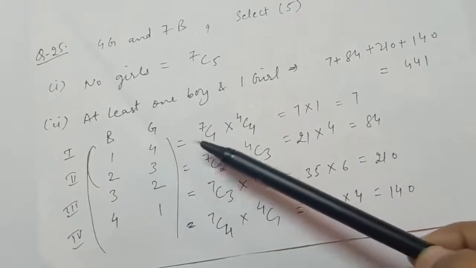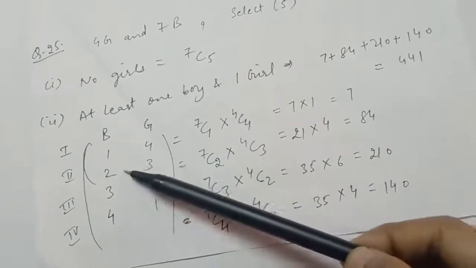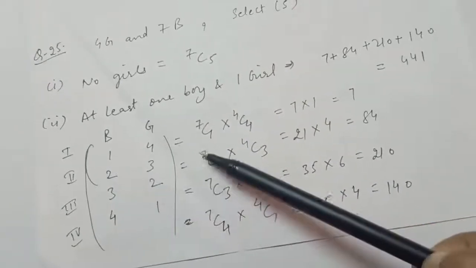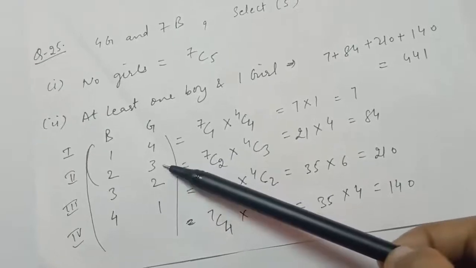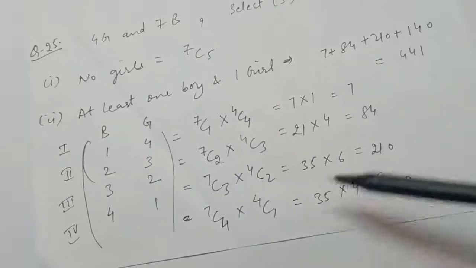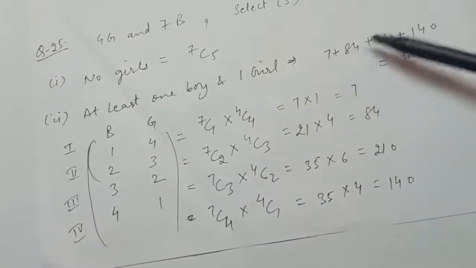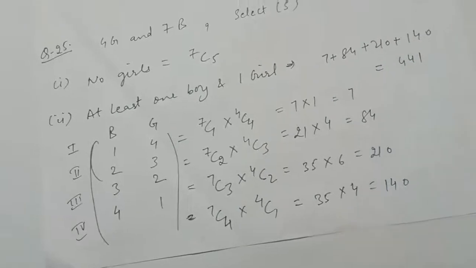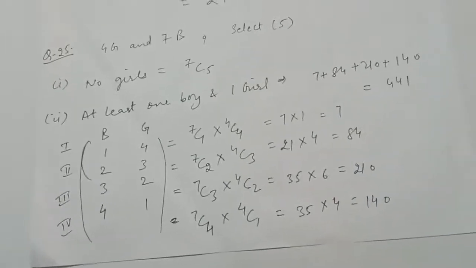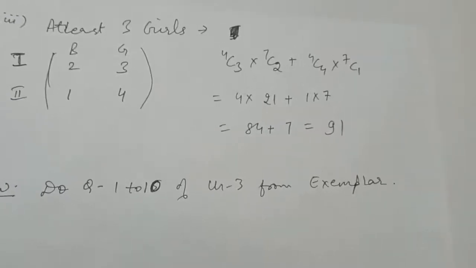Selection for the first case can be done in 7C1 into 4C4 ways. Now out of 7 selecting 2 boys, 7C2, into, out of 4 selecting 3 girls, 4C3. Similarly, you'll get the rest. Calculate the values, add them to get the answer, which will be 441, right?